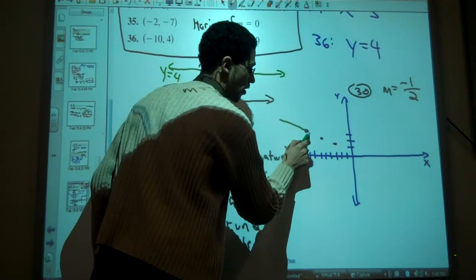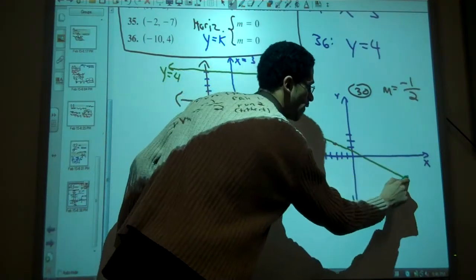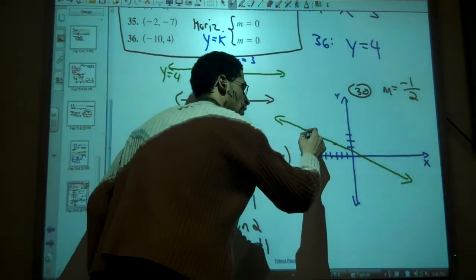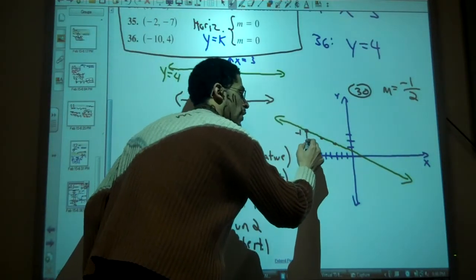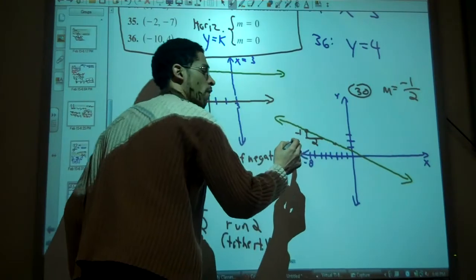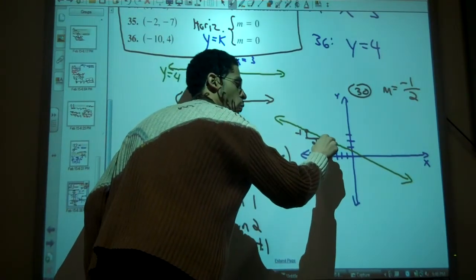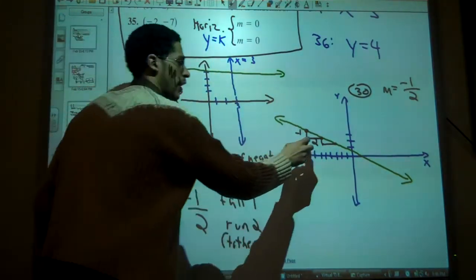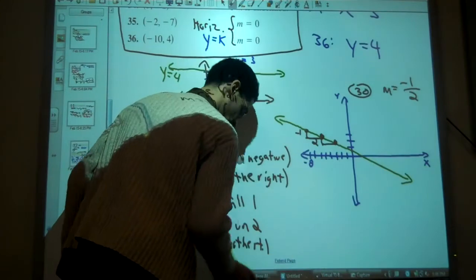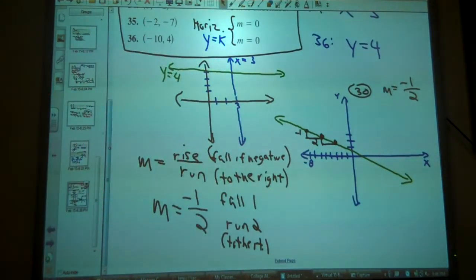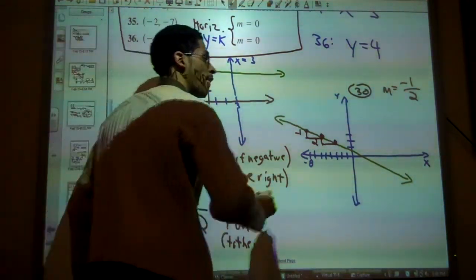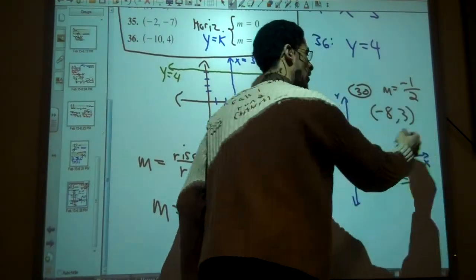If I had a grid, I could be more exact. I'm sorry. Okay, I went down 1 and I went over 2. And then I did it again. Down 1, over 2. And that's how I got these other points here. That's what the slope is, directions on how to get from point to point. So you start with the point they gave you, and then you work from there.